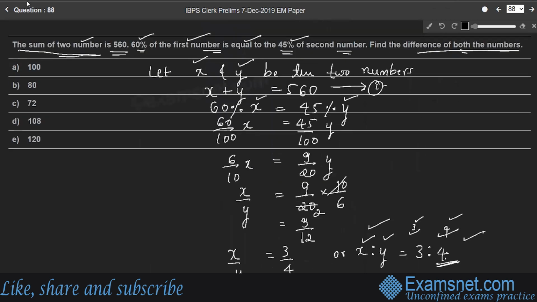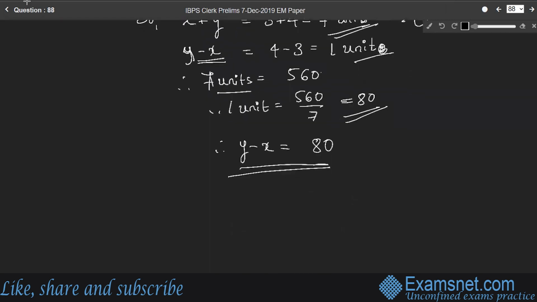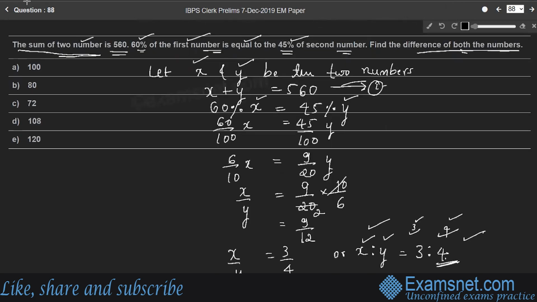According to the question, X plus Y is equal to 560. And according to the second part, X plus Y is equal to 7 units. So we can equate 7 units is equal to 560. So 1 unit is 80. So what is 1 unit? The difference of the two numbers is 80. Hence the answer is 80, option B.